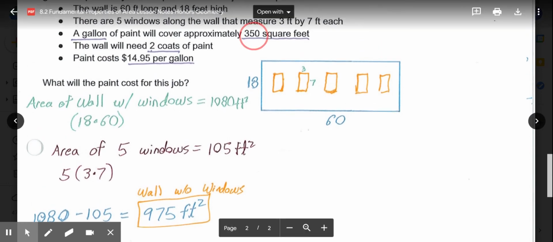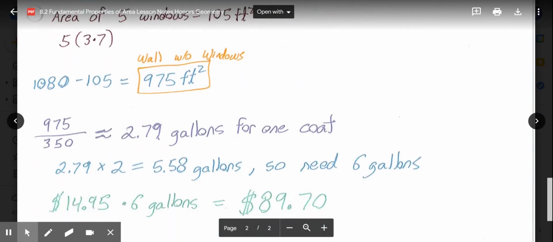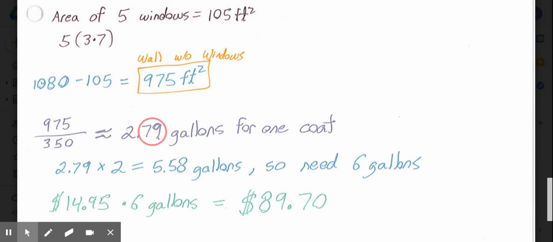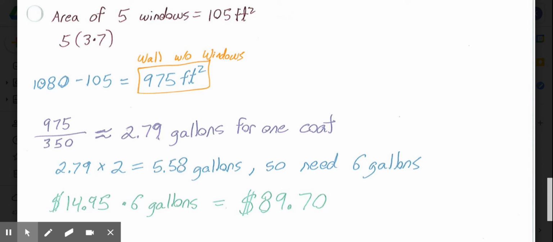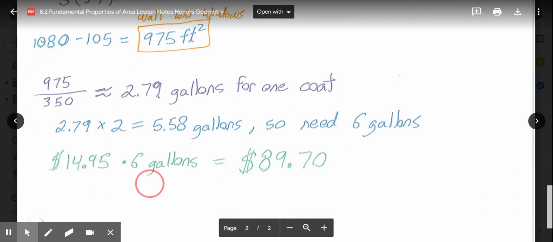Well, a gallon is covering 350. So 975 divided by the 350 says it would be approximately 2.79 gallons to cover that wall for 1 coat. But because they told us we needed 2 coats, we need to double that, giving us 5.58 gallons. Now, we're assuming you can't buy half or quarter gallons, so we would need to round up and purchase 6 gallons for the job.